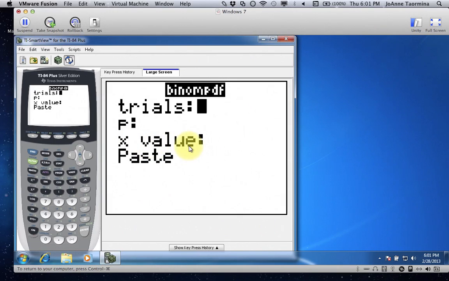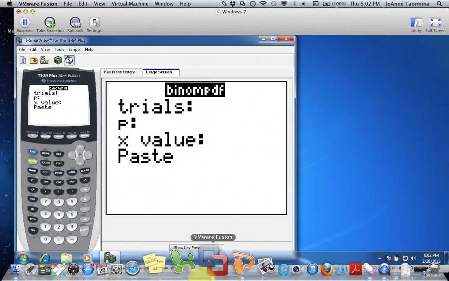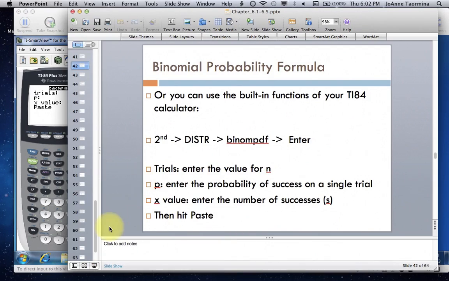Now that we were symbolizing this in the formula with the letters N, P, and S. Here it's verbally described as trials, p, and x value. They are the same thing. So you're going to enter numbers in each of these, and then you'll hit paste, and it will go to your home screen, and then you can see the probability. Now, like all probability questions, we're expecting a number between 0 and 1. So let's look at an example.